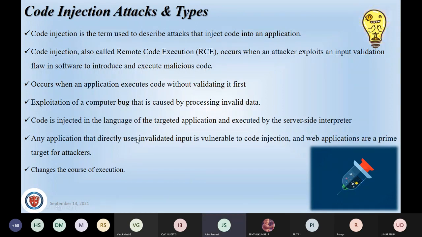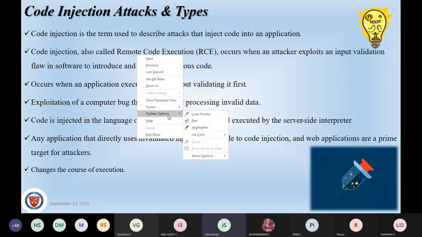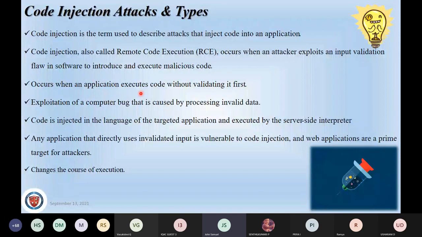So it occurs when an application executes code without validating it first. As I said, without validating the code, we may get a wrong course of execution. It also occurs by processing invalid data, because most applications are dynamic and have some kind of input fields, so users may sometimes enter invalid data. This also can cause exploitation. The injected code will be executed on the server side and will change the course of execution.